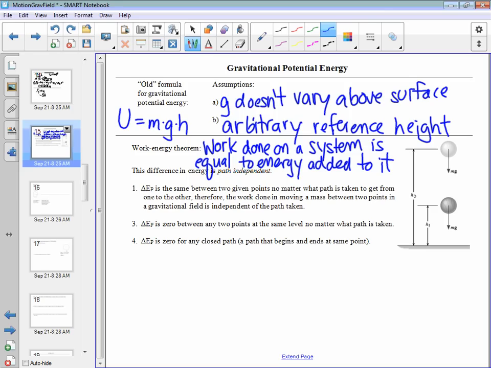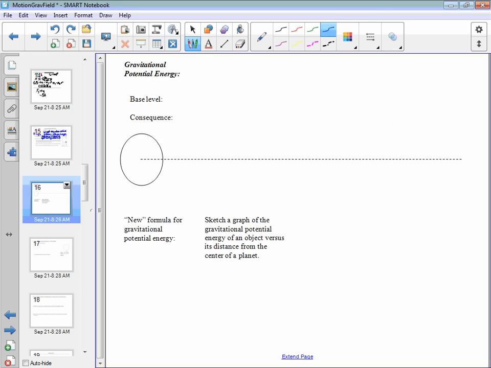And the reason is that gravity is a conservative force. If you were doing work against friction, that is path dependent, because you are not able to recuperate the energy that you've lost as you move it along different parts of the path. So the change in gravitational potential energy is zero between any 2 points at the same height, and it's zero for a closed path. In other words, if you start and end at the same place.